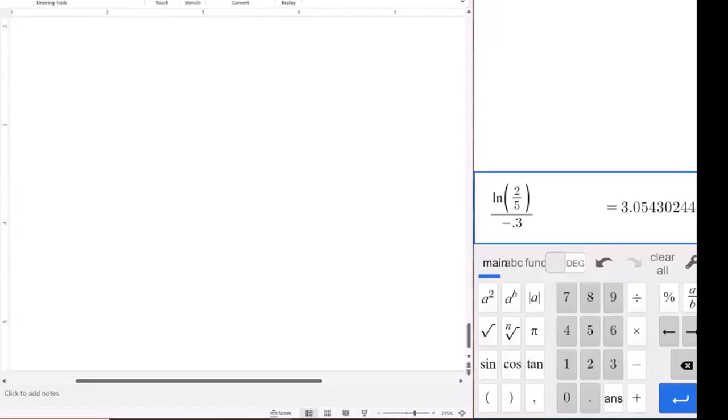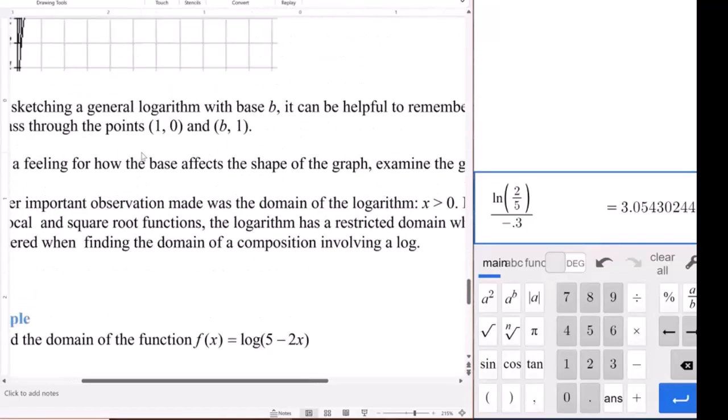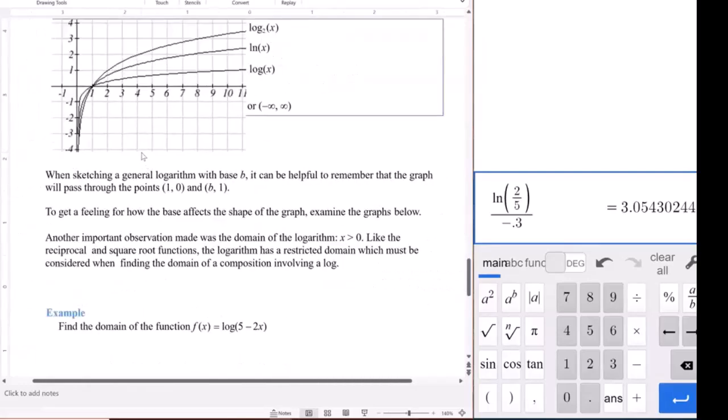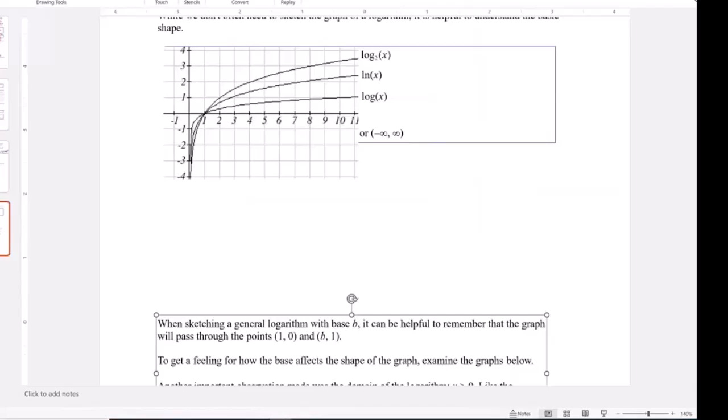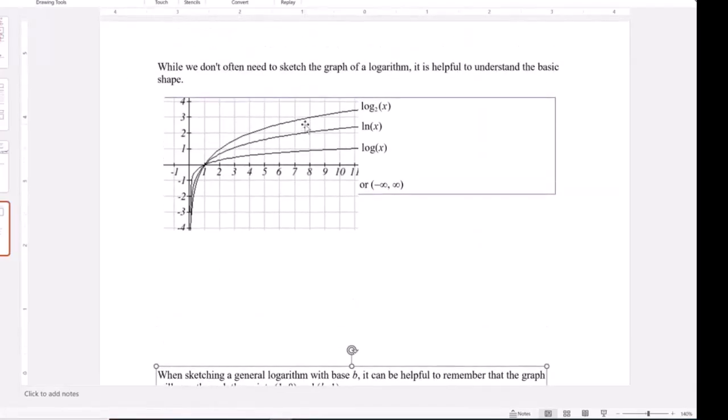Okay? And then last but not least, let's talk a little bit about what the graph of a logarithm looks like, because again, it's important to understand. Notice what the shape is. Remember, just to help, if we remember, the exponential function always has a horizontal asymptote at y equals 0.